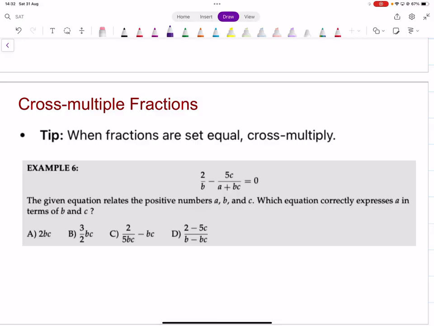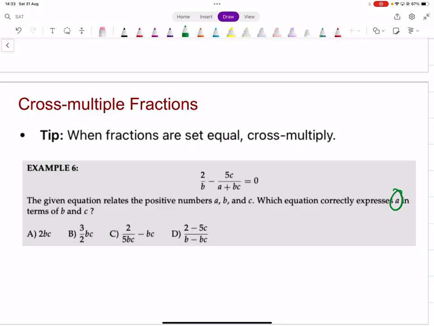Alright, let's have a look at this now. When fractions are said equal, you cross multiply. Now, this is another thing that you have to do quite often. You have multiple fractions in an equation, and it says the given equation relates the positive numbers a, b and c, which equation correctly expresses a in terms of b and c. A in terms of b and c, what does that mean? A should be the subject.